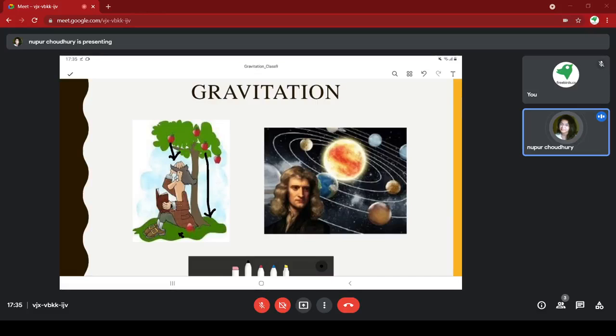Now the question is, if two objects are continuously attracting each other, then why don't these two objects stick to each other? Let me first switch on the camera, and then I can actually show you with the demonstration.